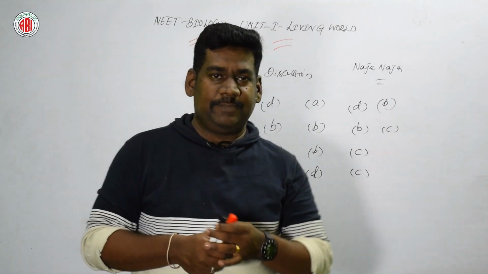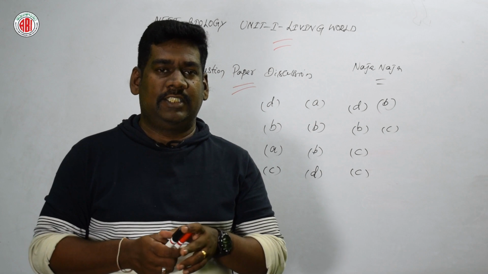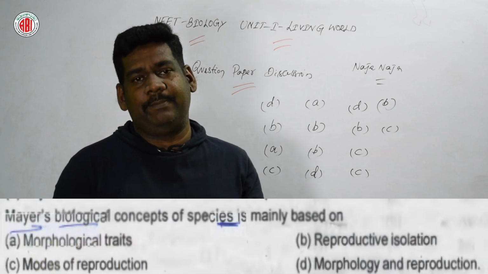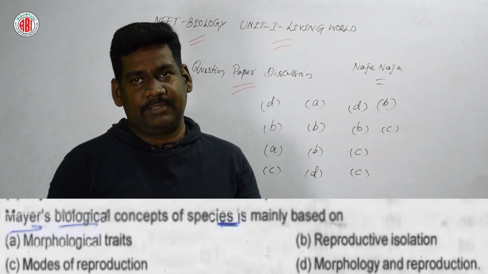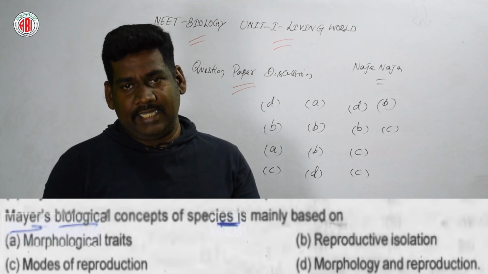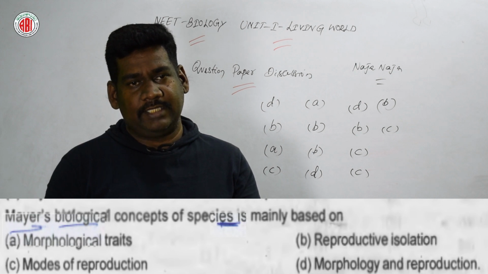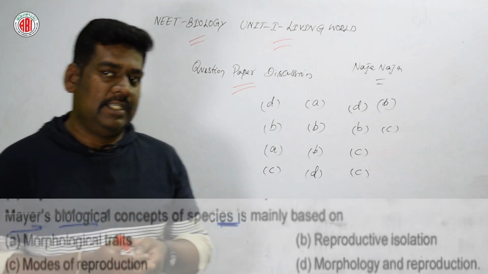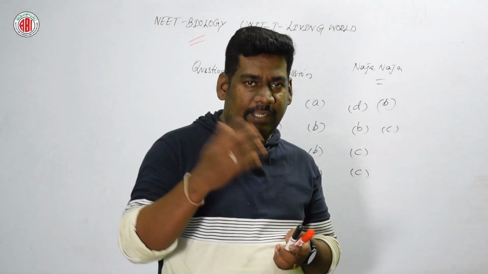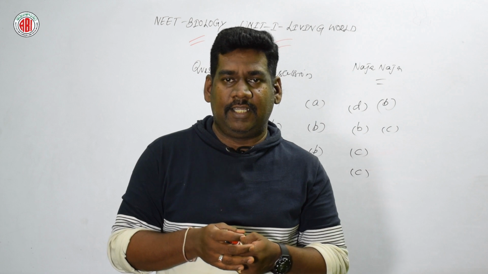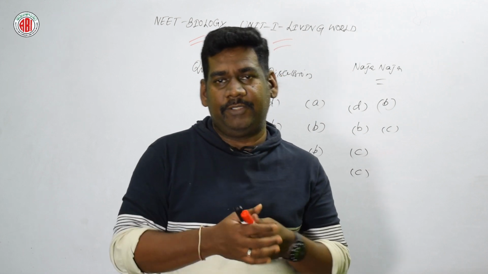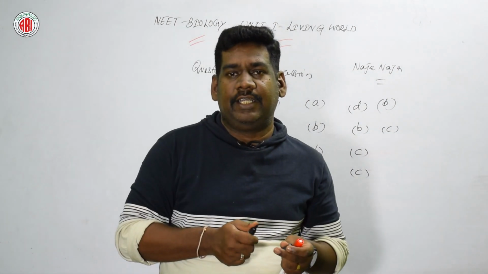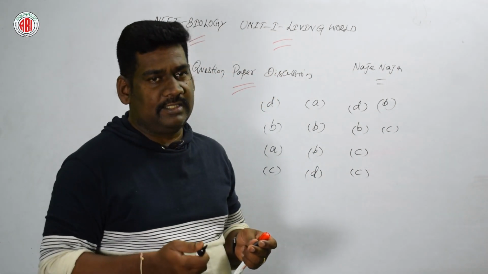So the next question is based on the concept of species. Mayr's biological concept of species is mainly based on, here are 4 different options given: morphological traits, reproductive isolation, mode of reproduction, morphology and reproduction. So Mayr's biological concept of species is based on reproductive isolation. The right answer for this question is option B. Reproductive isolation is the right answer for this question.